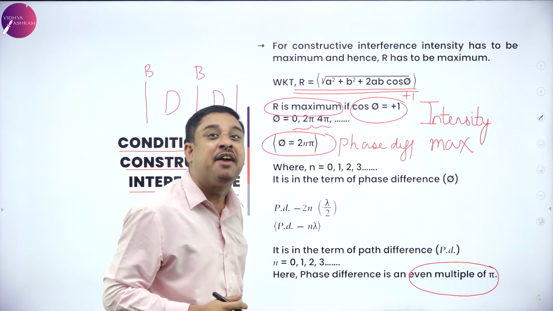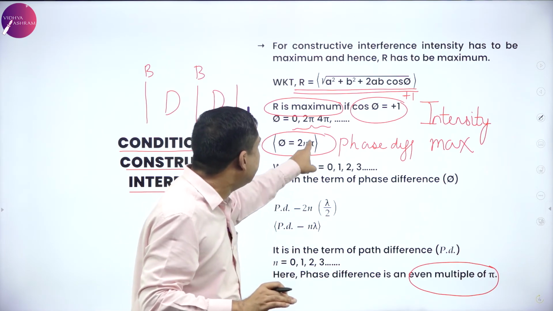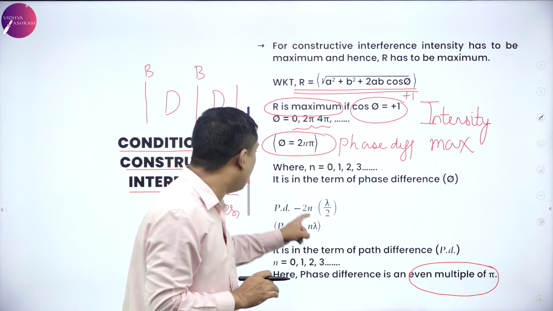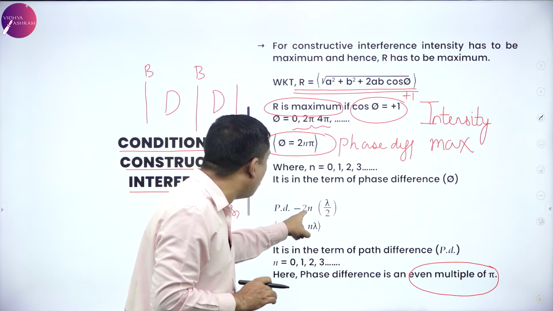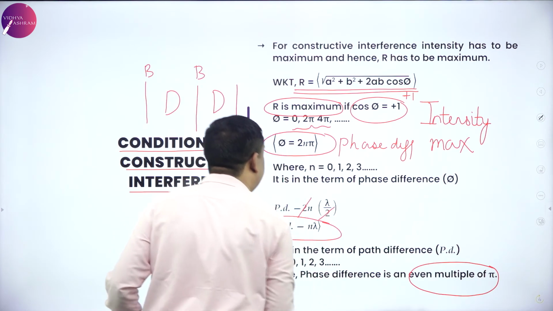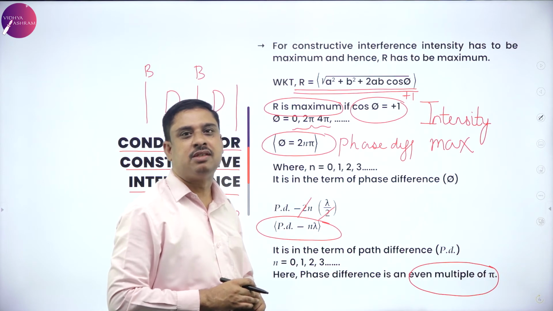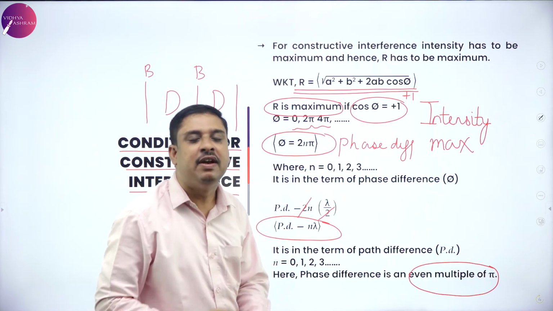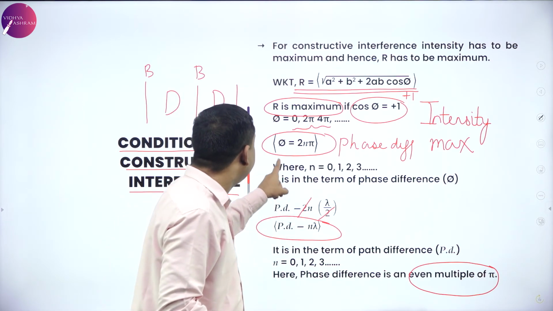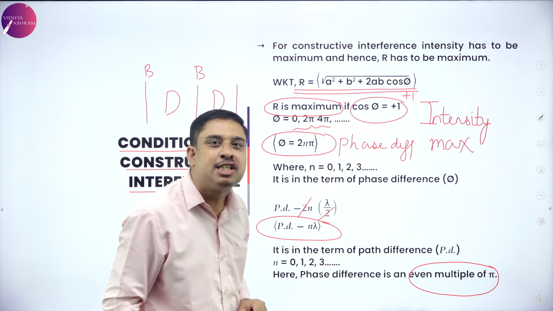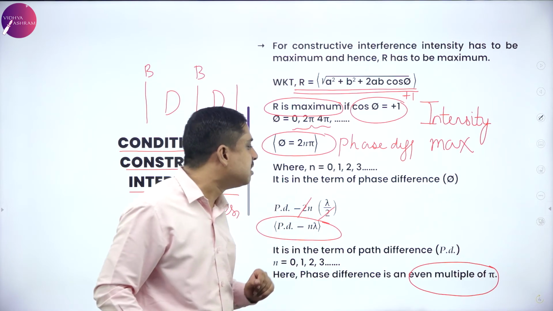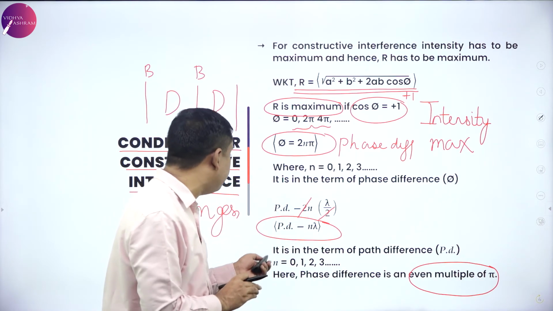Then in terms of path difference, it is very simple. Wherever there is pi, put lambda by 2. So path difference is 2n lambda by 2. This 2 and 2 get cancelled, so n lambda remains. So for constructive interference, or a bright fringe to be formed, the phase difference has to be 2n pi and the path difference has to be n lambda.